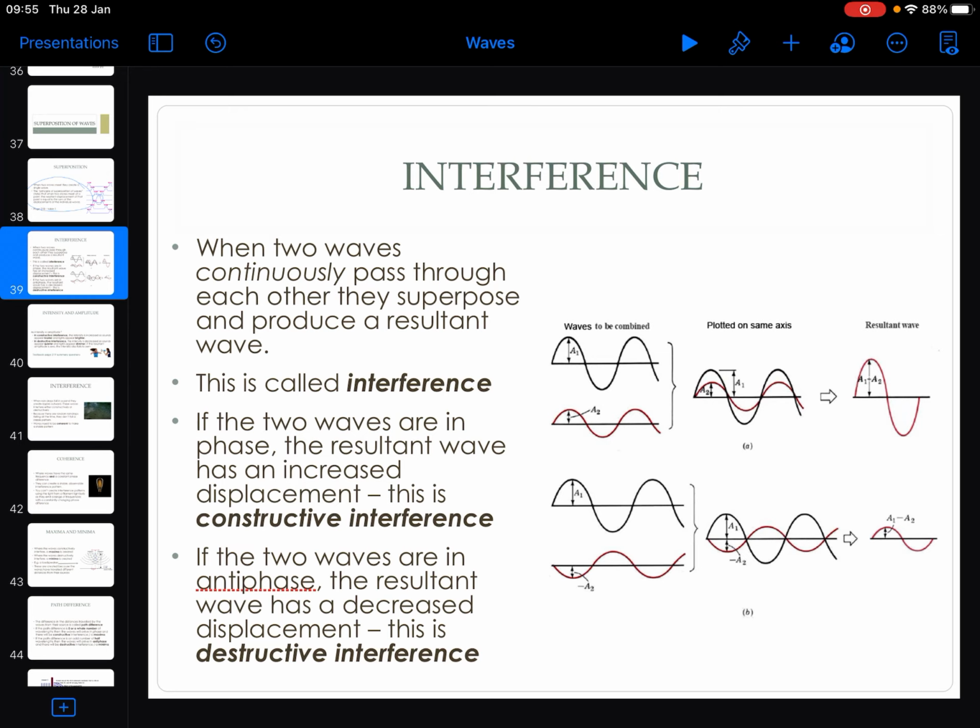This is destructive interference. So on the right-hand side, as normal, here are some diagrams. The top diagram shows two waves which are going to be combined. They are both in phase with each other, even though their amplitudes are different. And so when plotted on the same axes, the resultant wave has a higher amplitude because you add them together. On the bottom diagram, you can see the same two waves, but this time they're in antiphase with each other. And so to work out the resultant wave, you take their amplitudes away from each other.